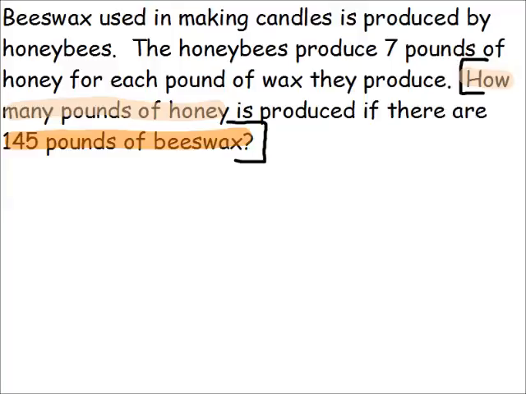If we focus on the question, we're asked how many pounds of honey is produced if there are 145 pounds of beeswax. So I know I'm trying to find out how many pounds of honey, and that information will be based on how many pounds of beeswax. In this case, there are 145 pounds of beeswax. So beeswax goes on the bottom, and on the top I will have honey.